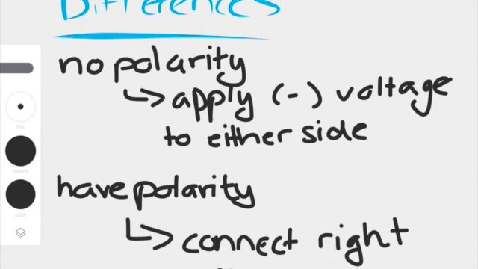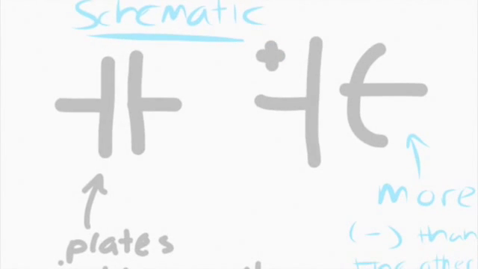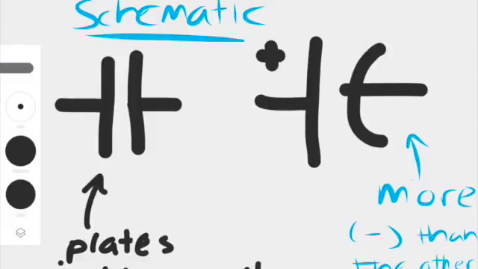Since both capacitors have differences in polarity, it's important to notice the difference in their schematics, which basically ties up to my previous video on schematics. On the left, you can see there's one schematic, and these lines represent the plates inside of a capacitor, and this is what stores the voltage.